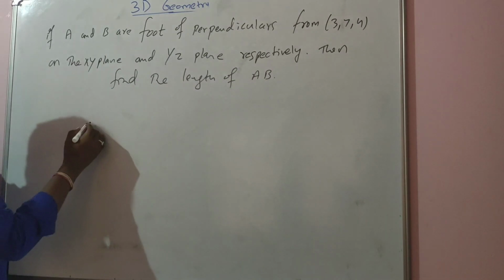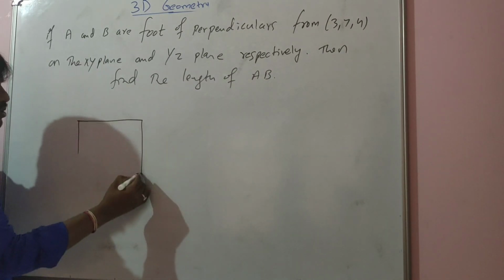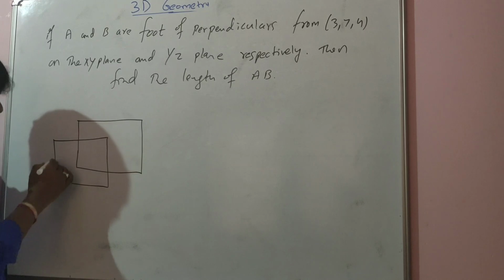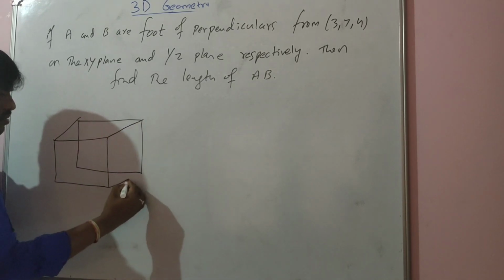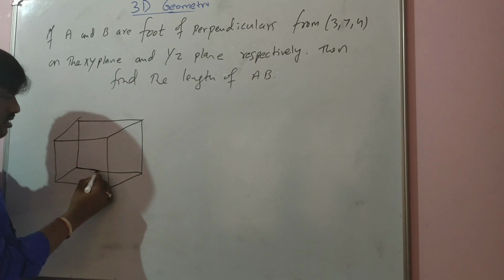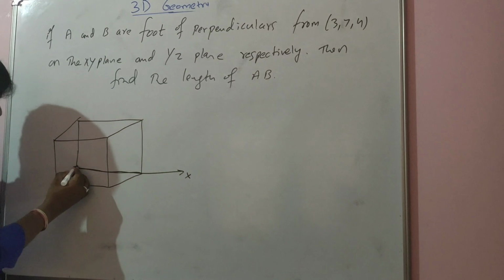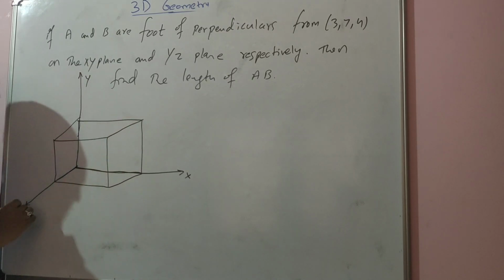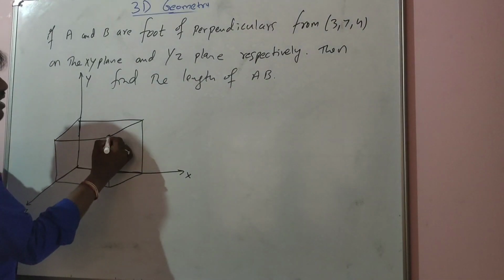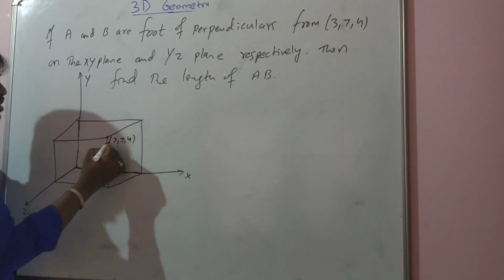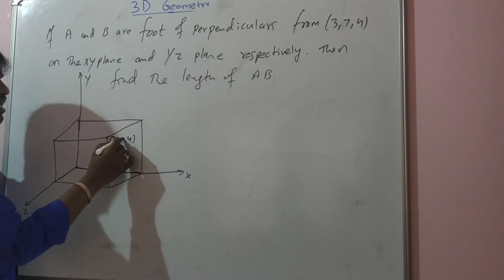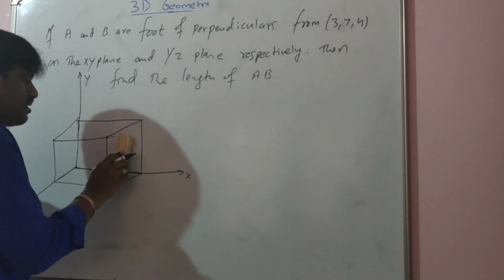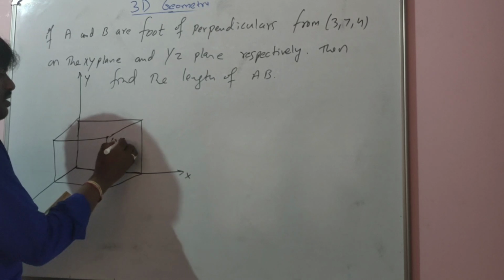What is it saying here? Suppose you take a cuboid shape. You will understand more easily. A cuboid or cube shape you can take, and that will be easiest to understand. Okay, so let us join these points. This you can take as the x axis, this as the y axis, and this as the z axis. The point is 3, 7, 4. You can take any axis here, it's not mandatory. So the point is in space, that is (3, 7, 4).